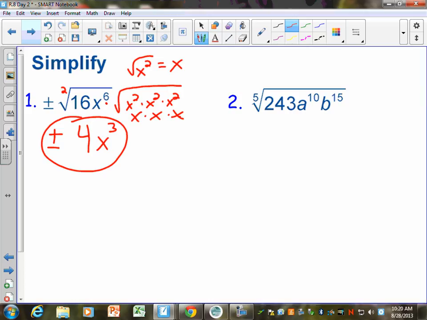So it's really important that you pay attention to the index. So this one says the fifth root of 243, a to the 10th, b to the 15th. The number part today might be the part that you struggle with the most. The fifth root of 243, I don't know what it is off the top of my head, but if it works out nicely, you can do that on your calculator, right?